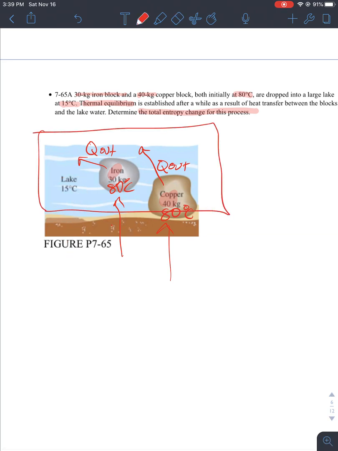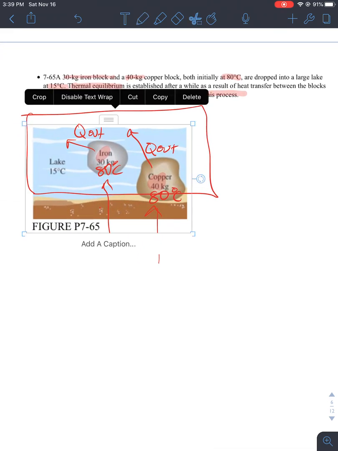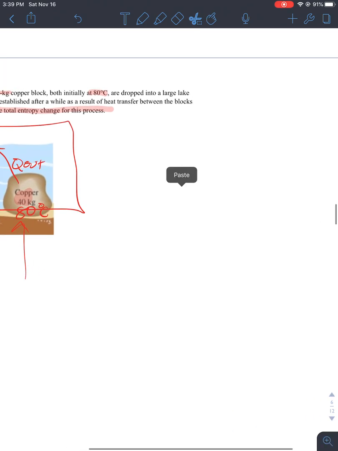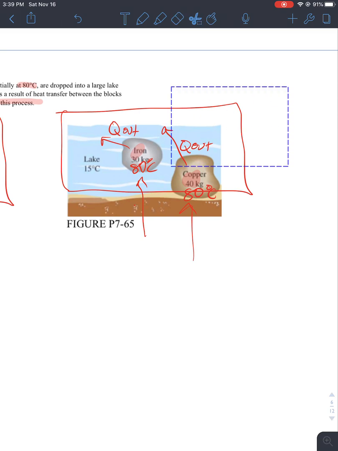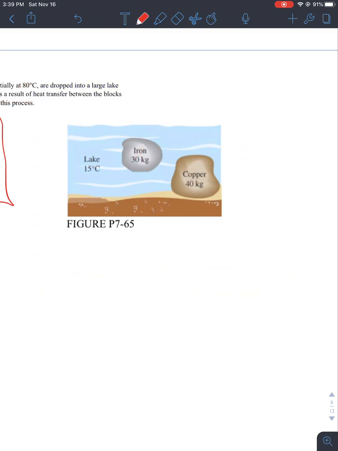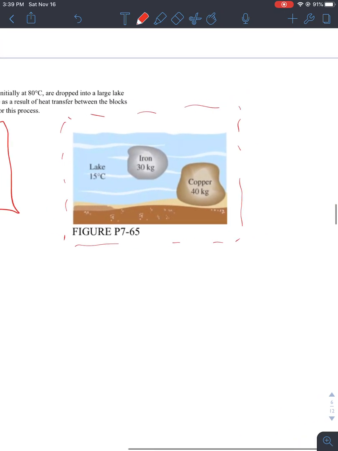The boundary is here. So here is the boundary. There's no volume going in or out. And I would say just imagine that these at some point don't exist before equilibrium.